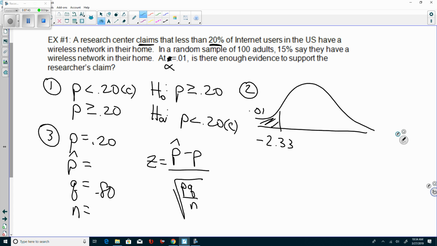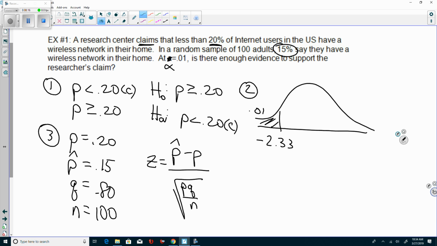Now, P hat, be very careful. Remember, P hat is what you observed. They gave it to us as a percentage. See how they gave it as a percentage? So my P hat is 0.15. You do not have to use a fraction because they gave you an exact percent. And then what's my N? 100. N is 100. Any questions on where any of those values came from?